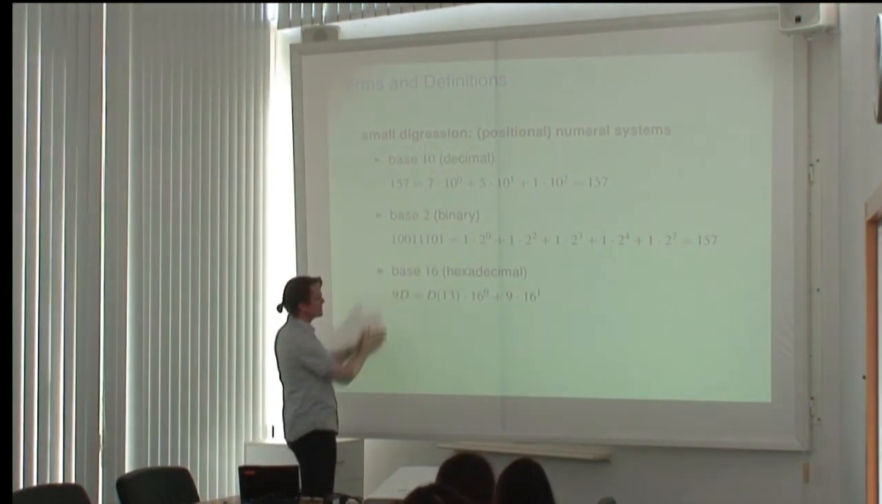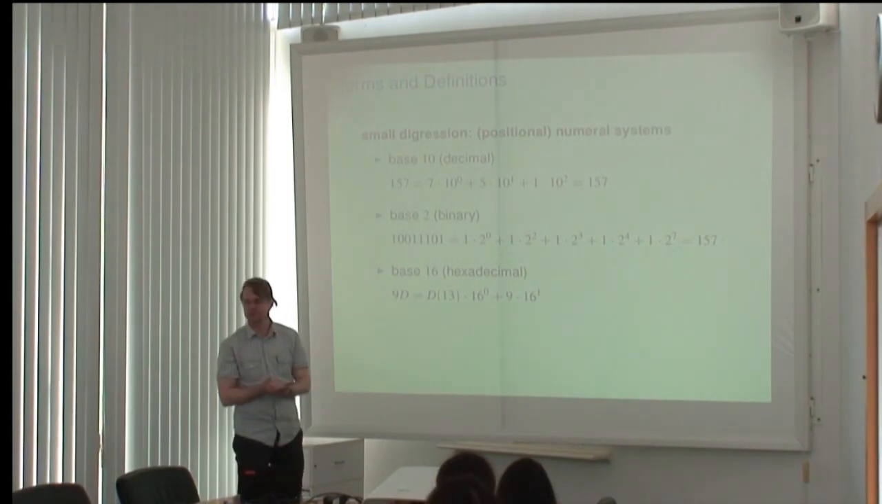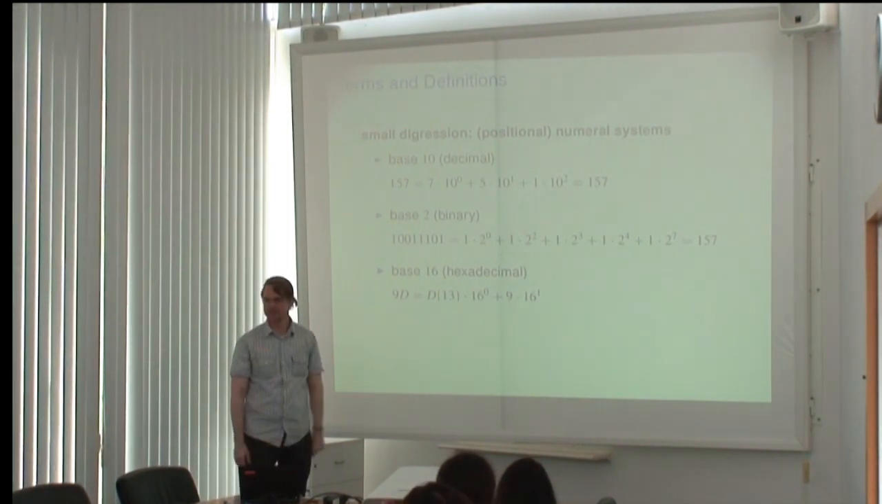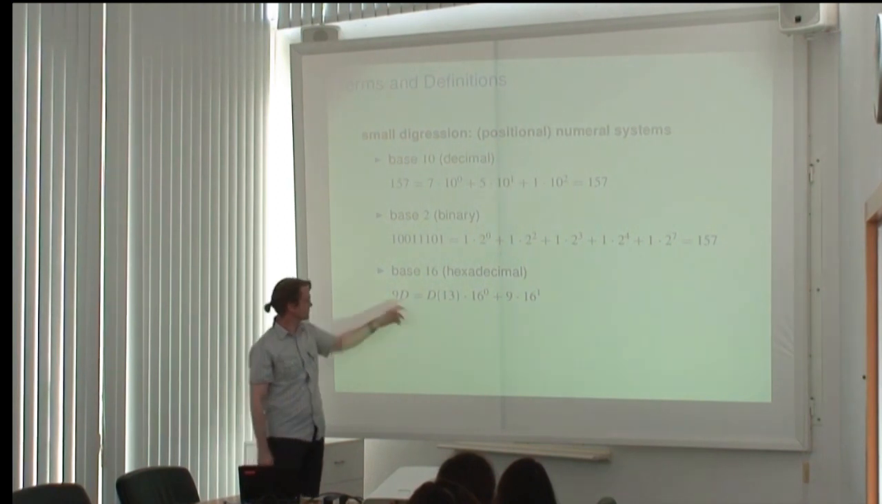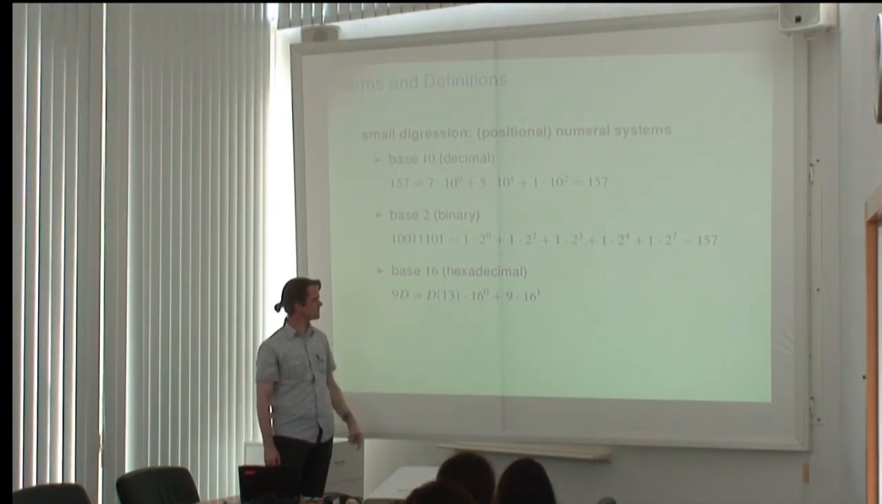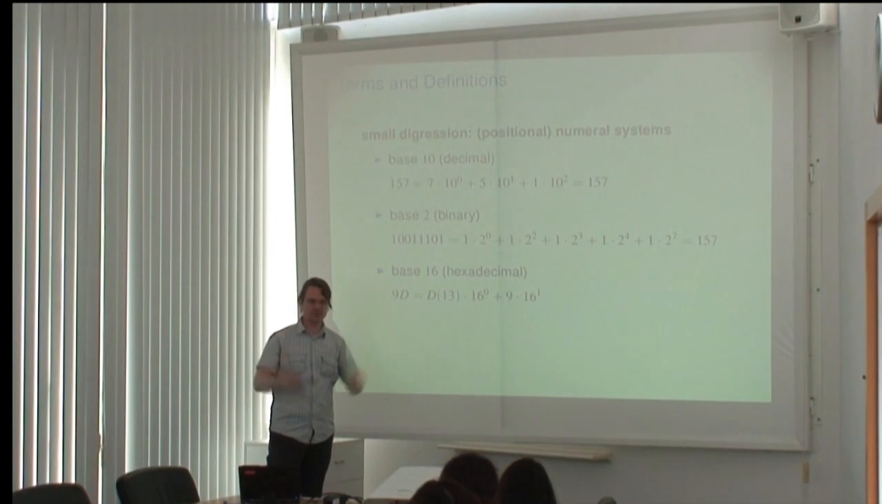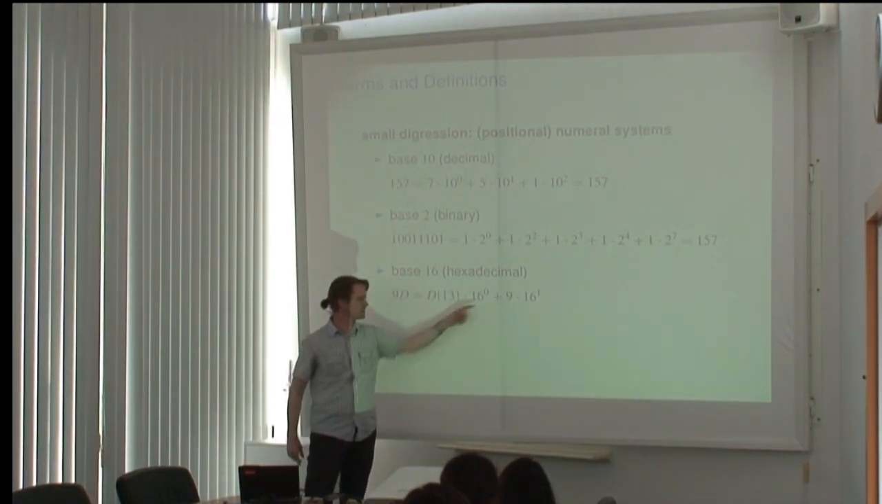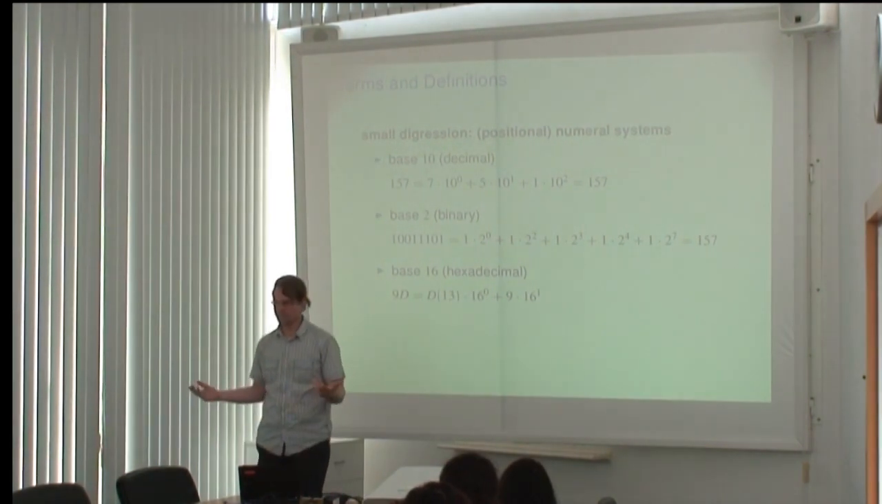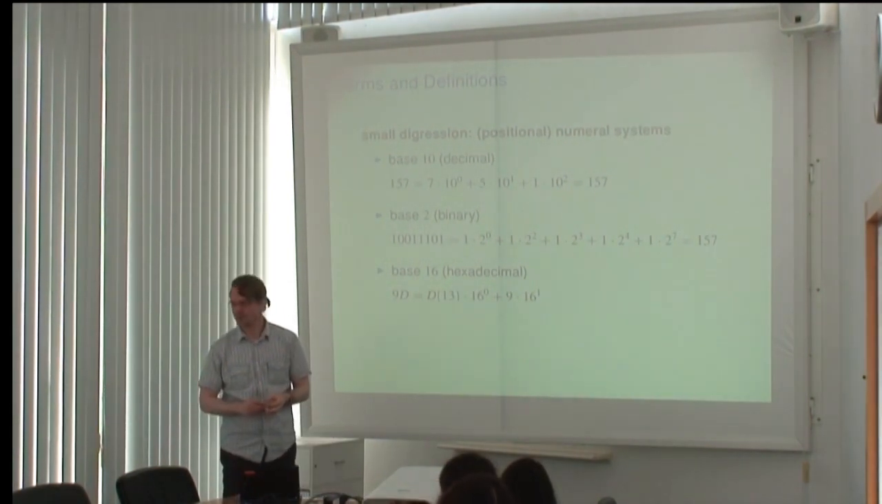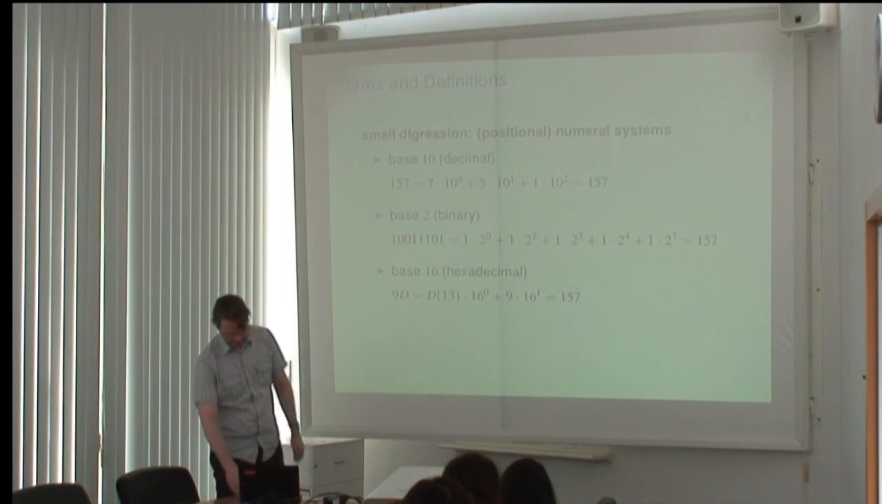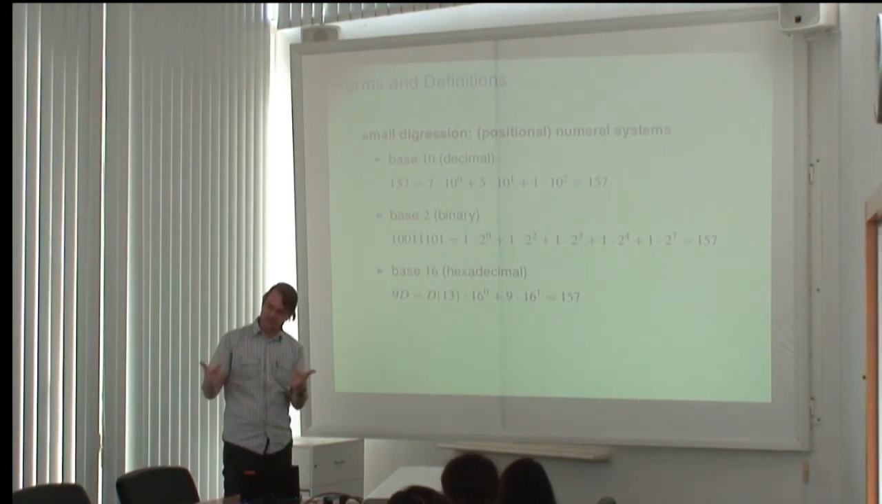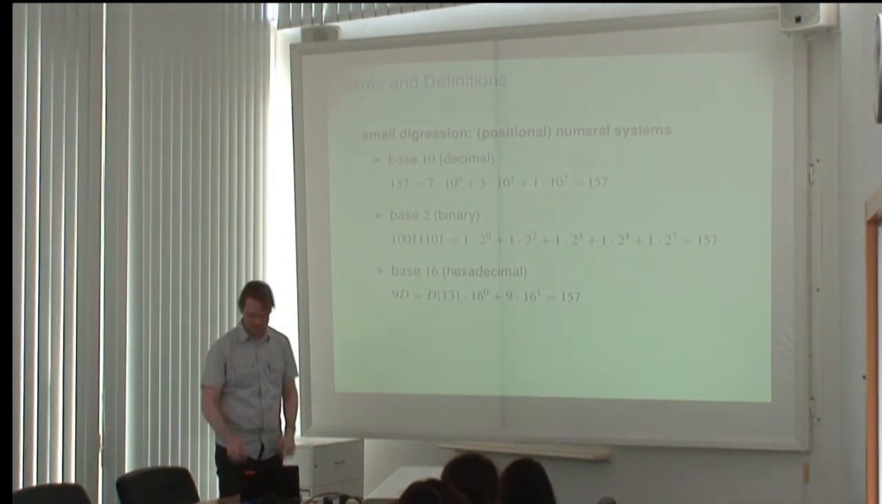All right, what else do we have? We could do it in base 16. It's called hexadecimal numbers. We have 9D, and that's computed beginning at the last digit. So this is D, which represents the number 13, times 16 raised to the 0, plus 9 times 16 raised to the 1. The result is 157.